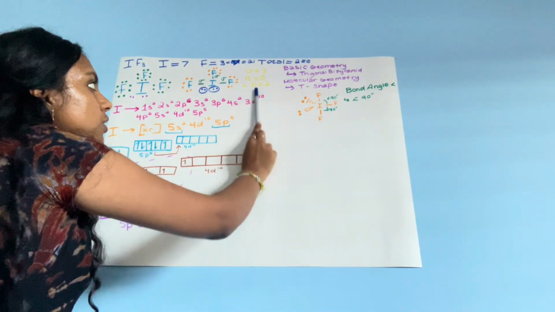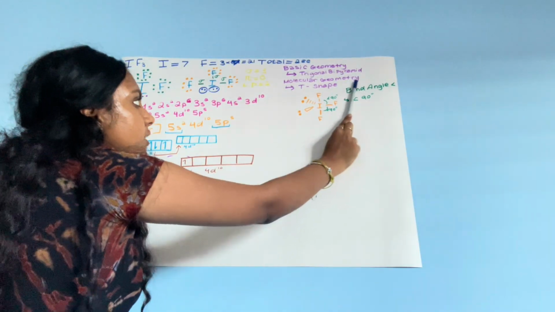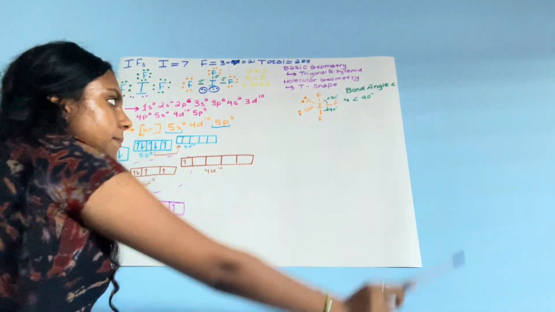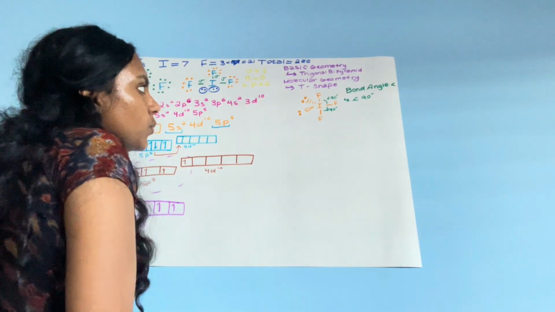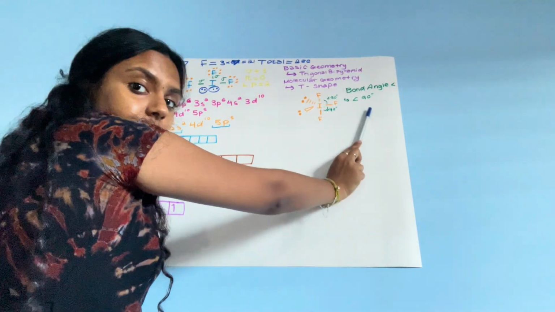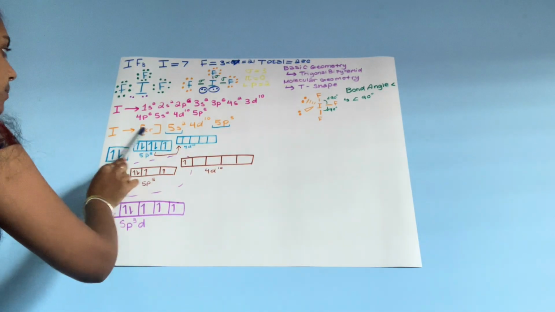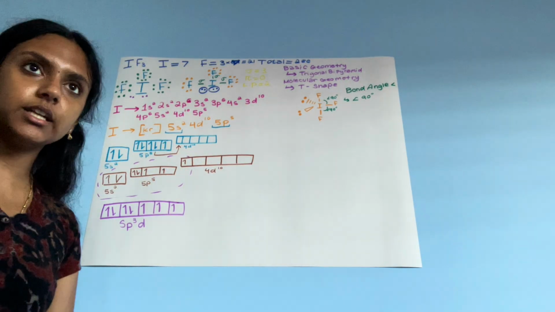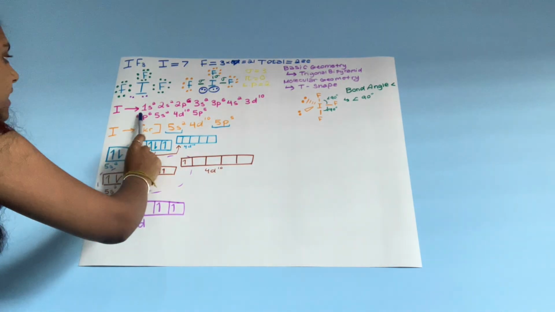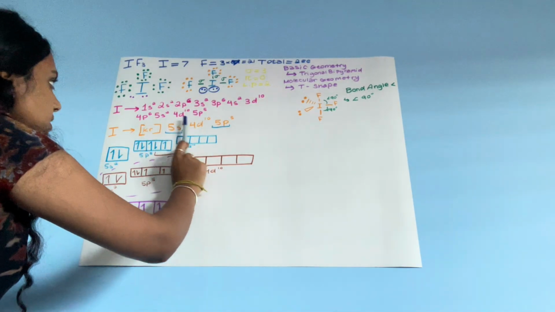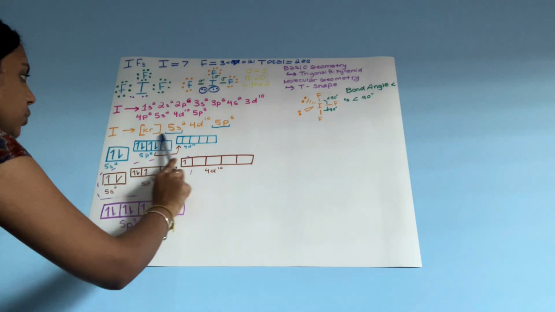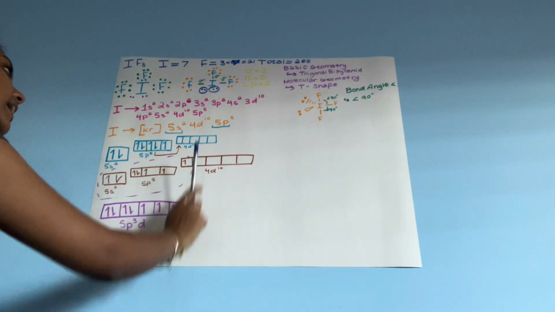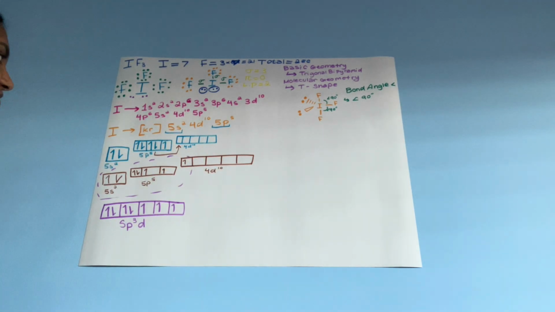Since we have 2 lone pairs, we have molecular geometry as T-shape. Then we drew in our diagram, which has a bond angle of 90 degrees. Then we moved on to our electron configuration, 1s2, and we went all the way to 5p5. And then we wrote out a shorthand version, which is krypton 5s2, 4d10, 5p5.